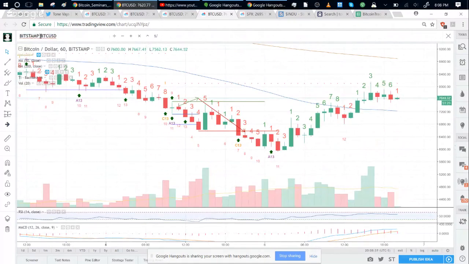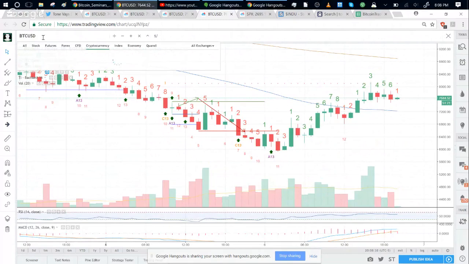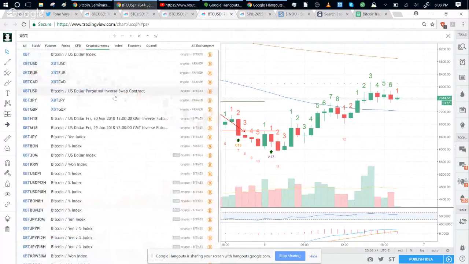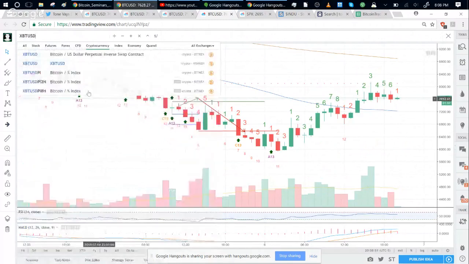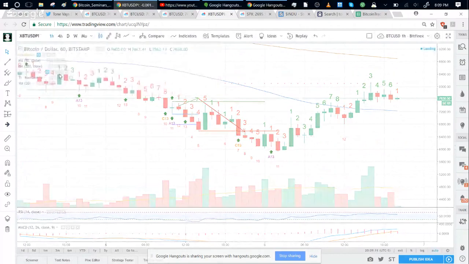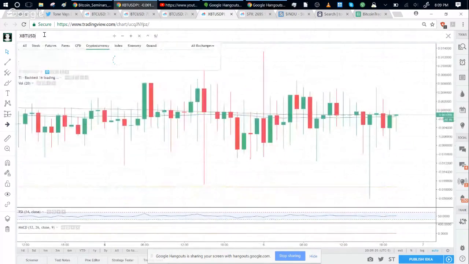Maybe I should start looking at BitMax more often, but it's a different ticker. It's like XBT. What's BitMax's next expiration? XBT USD, that's the BitMax index. XBT USD Kraken. Let's see what this is. Curious. Oh God, that's not what I wanted to look at, clearly. Let's Kraken.